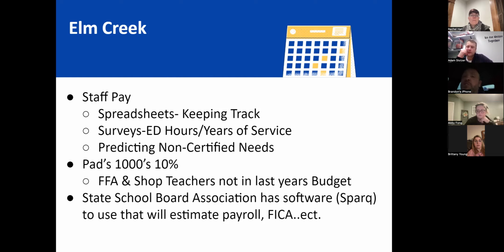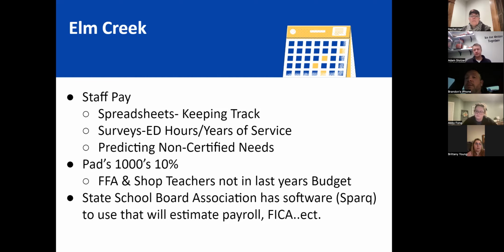We use surveys to ask people if they plan on taking ed hours the next year. And then, in those spreadsheets, we keep years of service. And then we use that too. Also, when we're figuring it out, we predict the non-certified needs. And we try to do that.